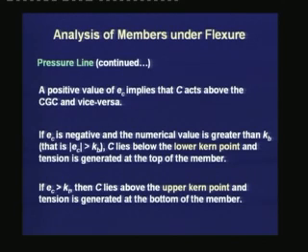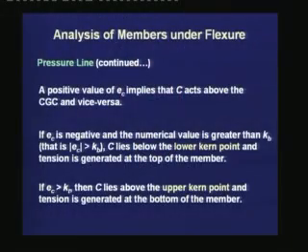If EC is negative and the numerical value is greater than KB, then C lies below the lower Kern point, and tension is generated at the top of the member. Similarly, if EC is greater than KT, then C lies above the upper Kern point and tension is generated at the bottom of the member. Thus, this is the way to check whether the compression lies within the Kern zone by the use of the pressure line.